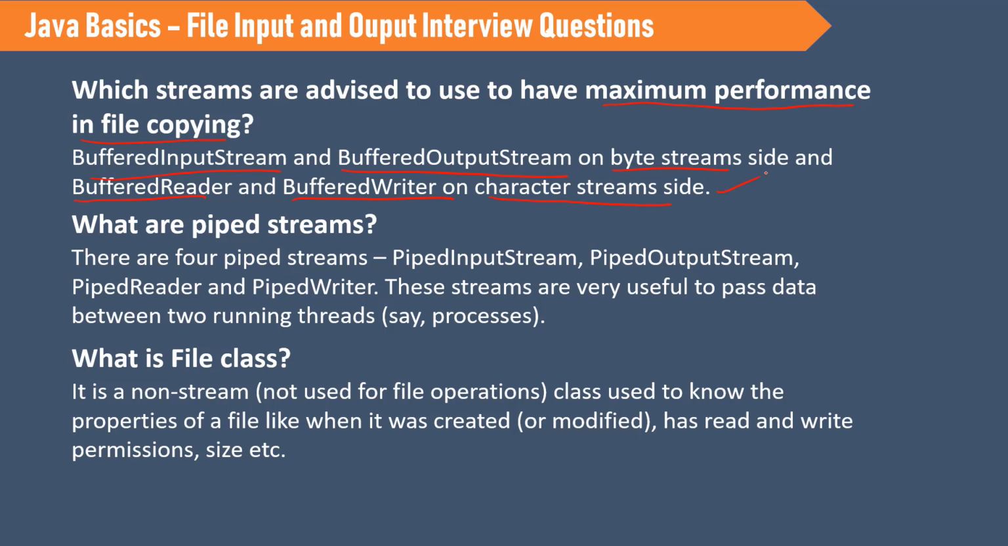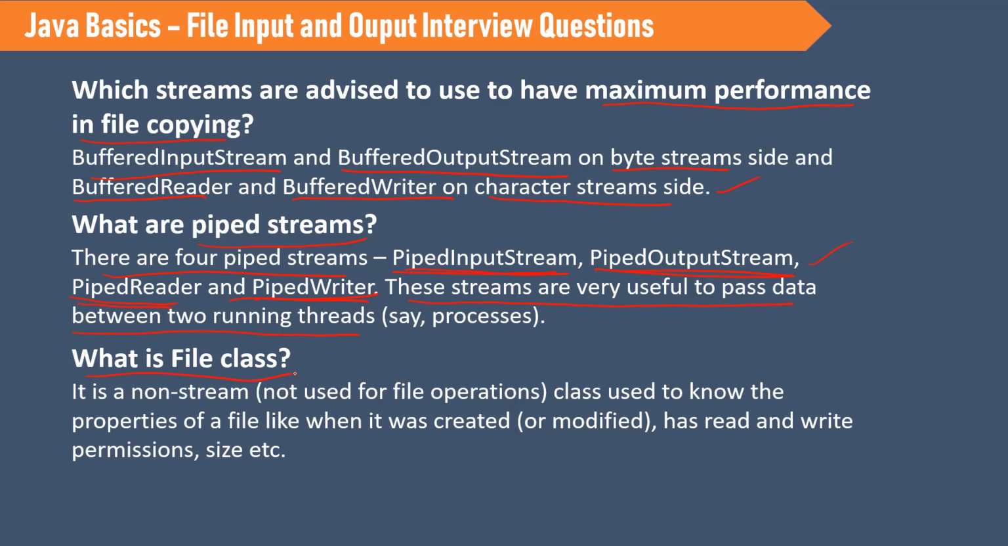What are piped streams? There are 4 piped streams: PipedInputStream, PipedOutputStream, PipedReader and PipedWriter. These streams are very useful to pass data between 2 running threads. That means if you have written a program on threads and you have to pass data between the threads, then we can use piped streams. PipedInputStream and PipedOutputStream are on the byte stream side, and PipedReader and PipedWriter on the character oriented stream side.